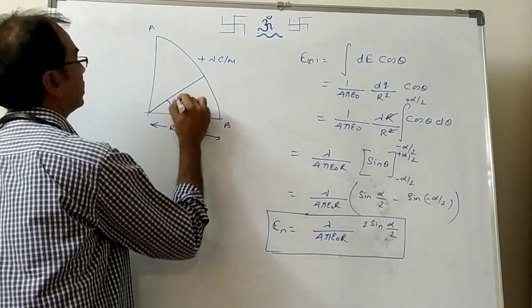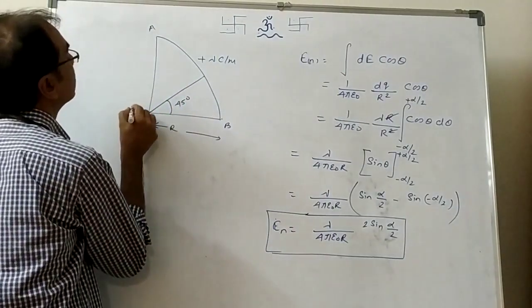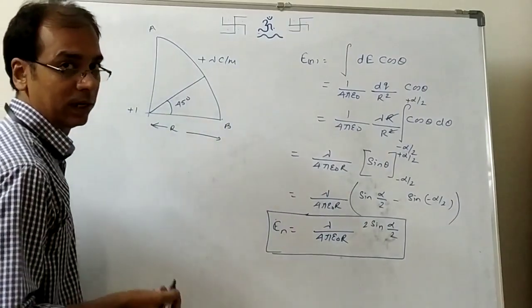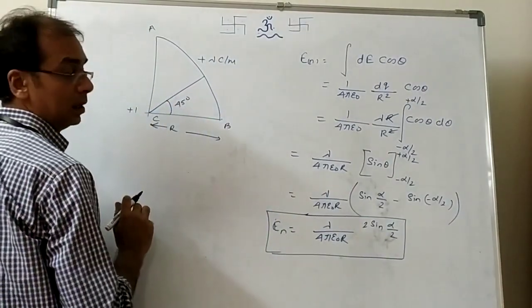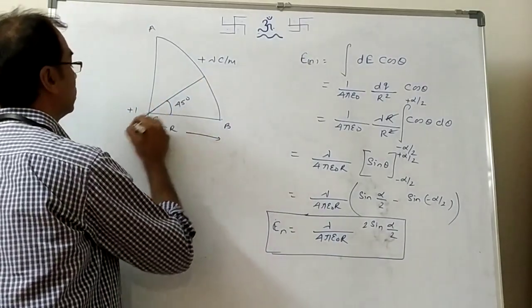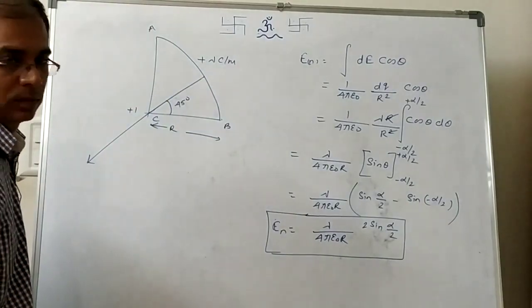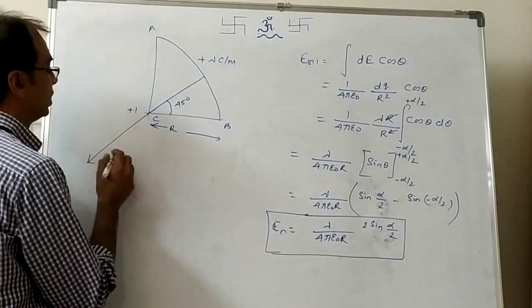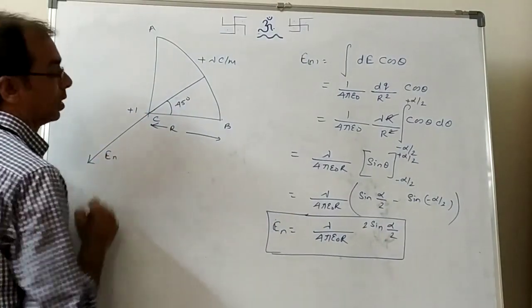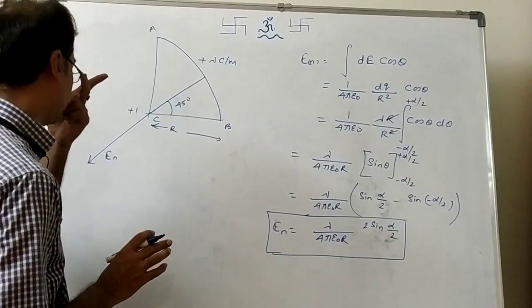This is 45 degrees. Now this is plus lambda and here is plus 1 because we have to find the electric field at the center. So we took plus 1. So where will be the direction? Where will be the force? Repulsive force will be in this direction. So is the electric field. So is this one in the direction of the bisector here? Yes. So the net electric field will be in this direction. Do you understand that? You don't have to calculate anything.